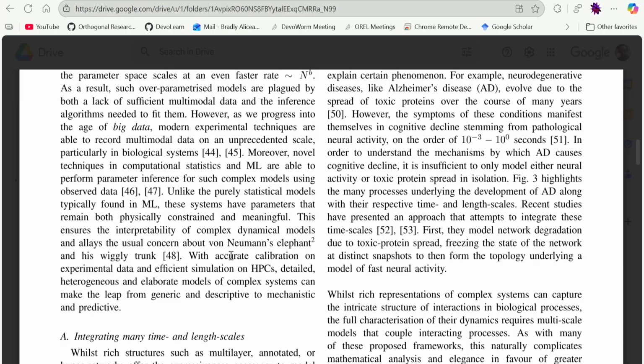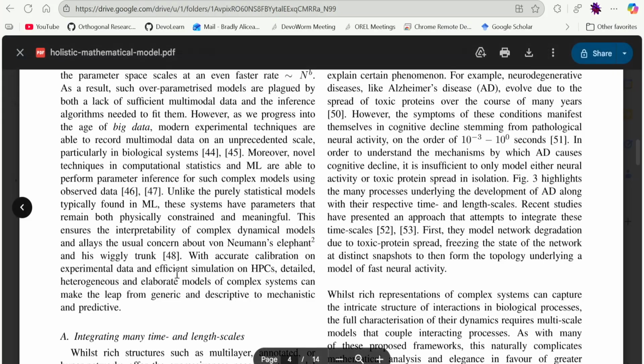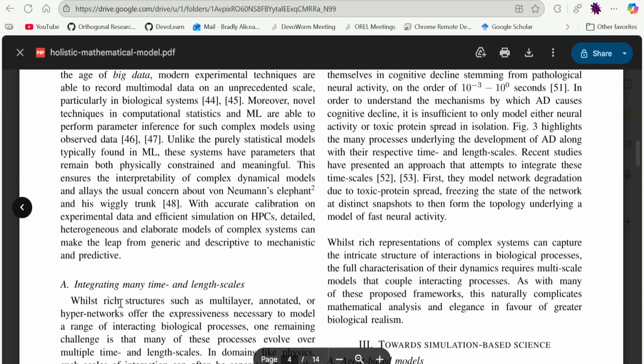And so, if you just model something with a high order polynomial, you can describe any shape you want. The drawback of these high dimensional models is that you're using so many parameters that you're just reproducing the object with a description of shape, maybe instead of the actual thing that you're trying to predict. So that's what they're getting at with that. With accurate calibration on experimental data and efficient simulation on high-performance computers, detailed, heterogeneous and elaborate models of complex systems can make the leap from generic and descriptive to mechanistic and predictive.